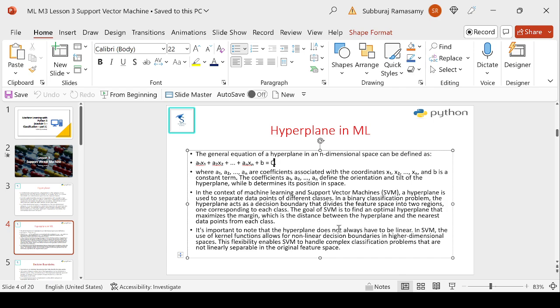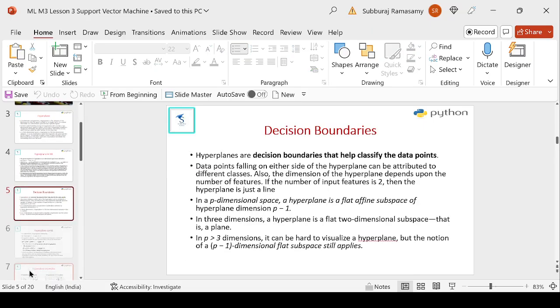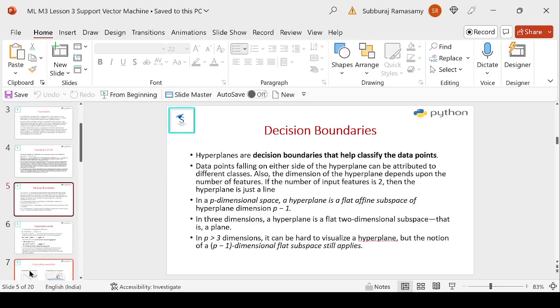It's important to note the hyperplane does not always have to be linear. Of course, in this lesson we'll talk about linear kernels, the linear hyperplane. In SVM, the use of kernel functions allows for nonlinear decision boundaries, which we are going to talk about in the next lesson. So both linear and nonlinear hyperplanes will be addressed in the support vector machine topic. This lesson is dedicated to the linear hyperplane.